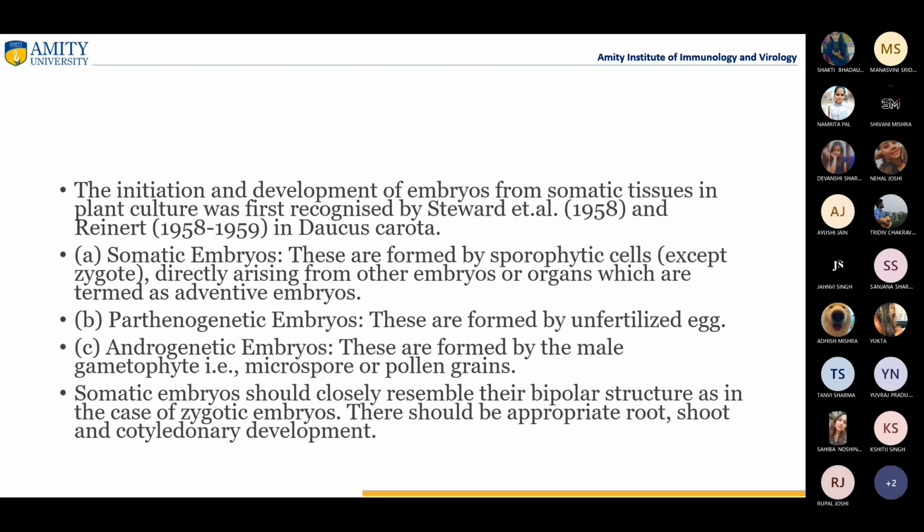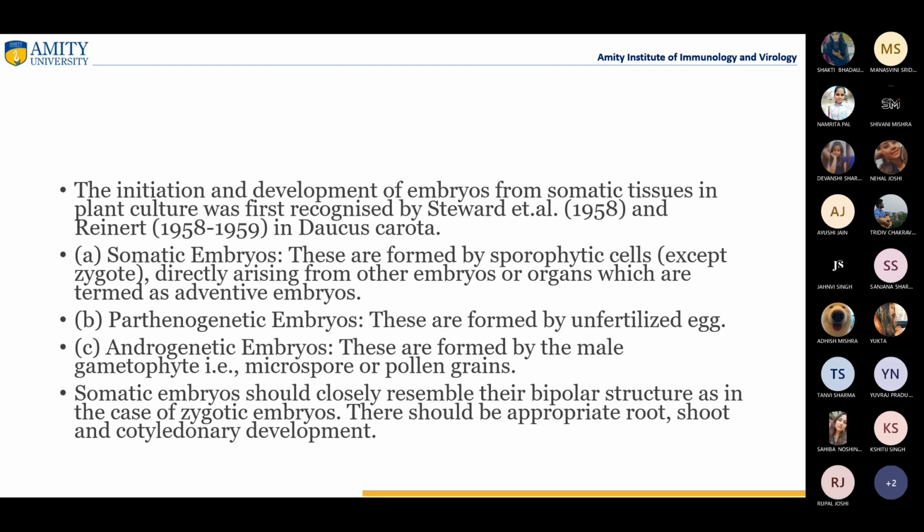So the initiation and development of these embryos from somatic tissues in a plant culture was done by Stewart et al. in 1958, and some other people in some plants, right? So somatic embryos are formed by sporophytic cells except the zygote, directly arising from other embryos or organs, which are termed as adventive embryos also. Parthenogenetic embryos are formed by unfertilized eggs.